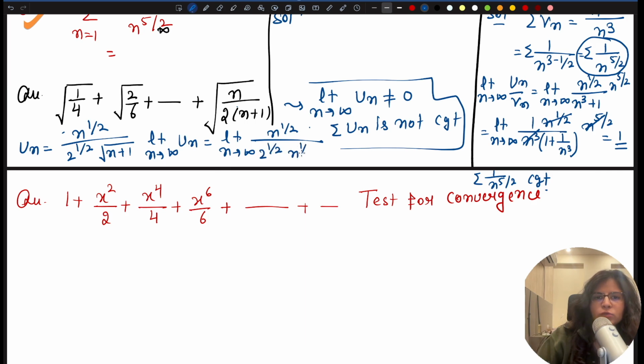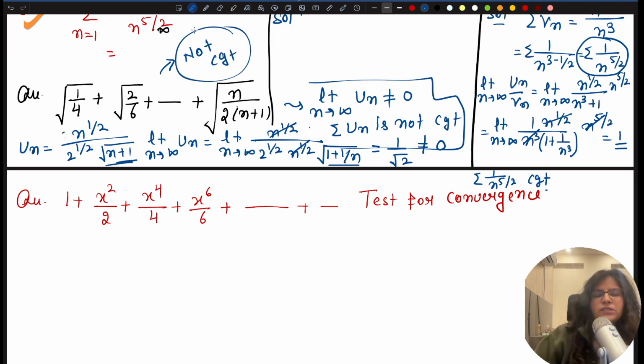If I take n to the power 1 by 2 out from here, I'll get under root 1 plus 1 by n. This got cancelled out, and if I take n tends to infinite, then this will be 1 plus 0, which is 1, and I'll have the answer 1 by under root 2 for this limit. So limit n tends to infinite un is 1 by root 2, which is not equal to 0. So you can straight away say that the given series is not convergent.